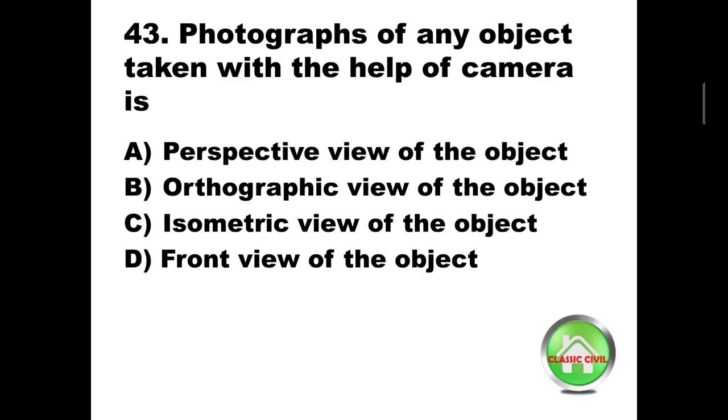Question number 43. Photographs of any object taken with the help of camera is option A, perspective view of the object, option B, orthographic view of the object, option C, isometric view of the object, option D, front view of the object. Photographs of any object taken with the help of camera is, answer is option A, perspective view of the object.